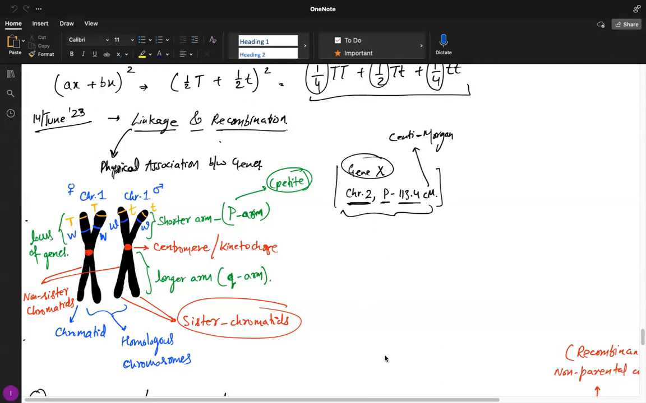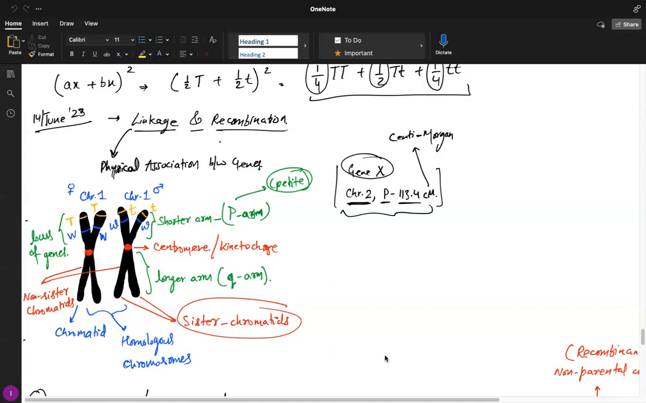And for non-sister, you can say that two chromatids, each belonging to one chromosome in a homologous chromosome pair, are called non-sister chromatids.